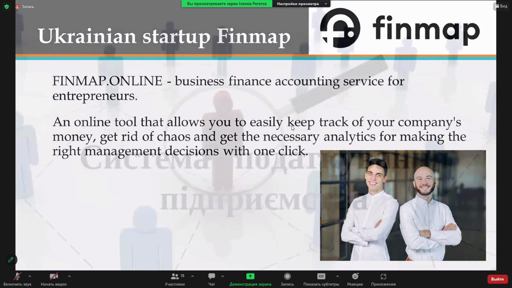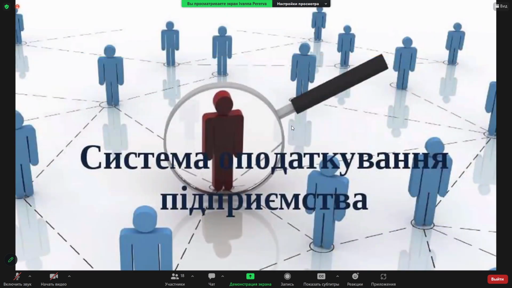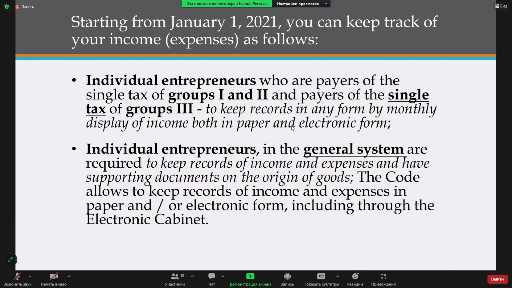Okay, so it was about features of management reporting for startups, and now we will get back to our taxation course. It's one of the articles or items in our reports. We remember that individual entrepreneurs who are payers of the single tax for the first and second group and payers of the single tax for the third group keep records in any form by monthly display of income, both in paper and electronic form.